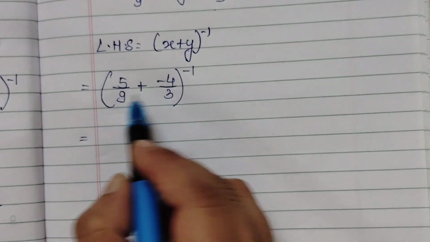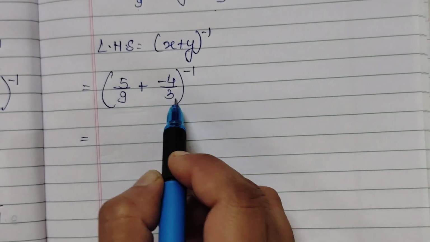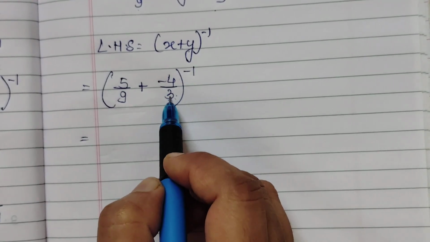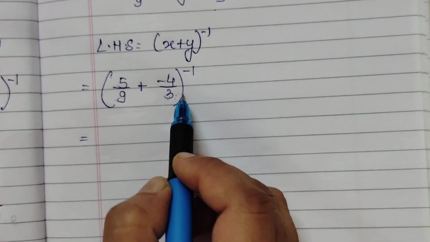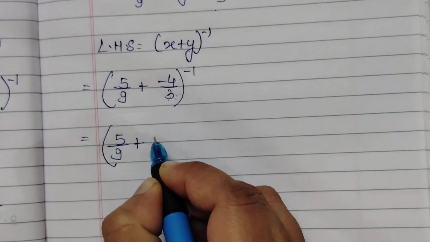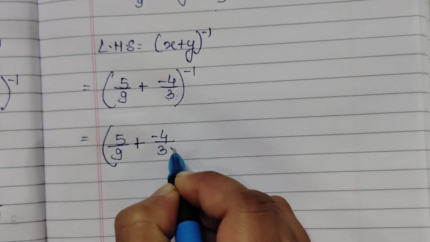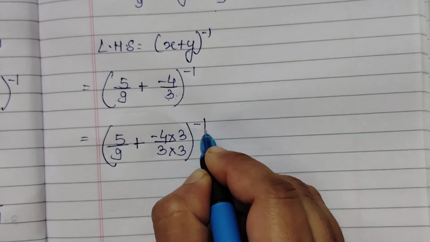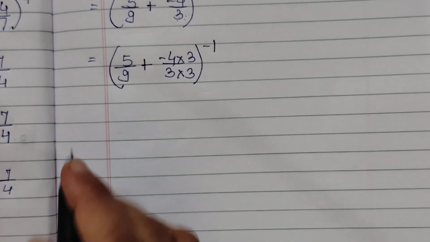Now we have to equalize because there is addition in between, so we have to equalize the denominator. If I multiply 3 here, I will get 9. 3 into 3 is 9. So we will get the same denominators. So 5 upon 9 plus minus 4 upon 3, multiply by 3, then up also we multiply by 3. Close the bracket, raised to minus 1.